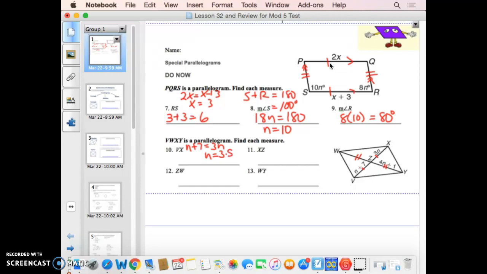And then I got to plug it in. 3.5 plus 7 is 10.5. So this part is 10.5. And this part is 10.5. So 10.5 plus 10.5 is 21. Then if I want to find X to Z, well, that's 10.5. Now I want Z to W.